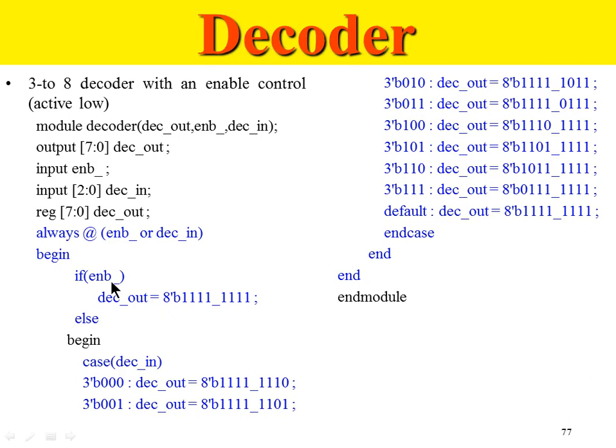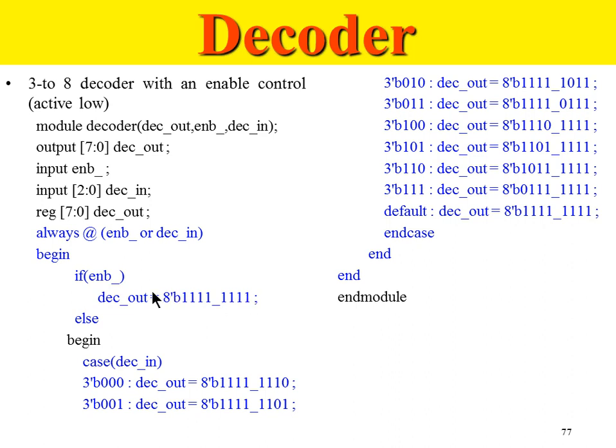Enable bar is an active low signal. In the normal case, if enable was high, then the output would have gone high. In this case, enable bar going high means enable is not enabled, it is disabled. Enable bar going high means the active low signal going high, so it is disabled. If it is disabled, all the outputs should be disabled. Since these are active low outputs, instead of 0, all outputs will be 1.